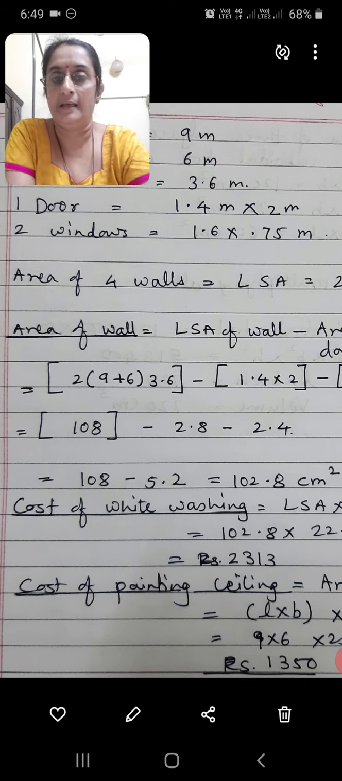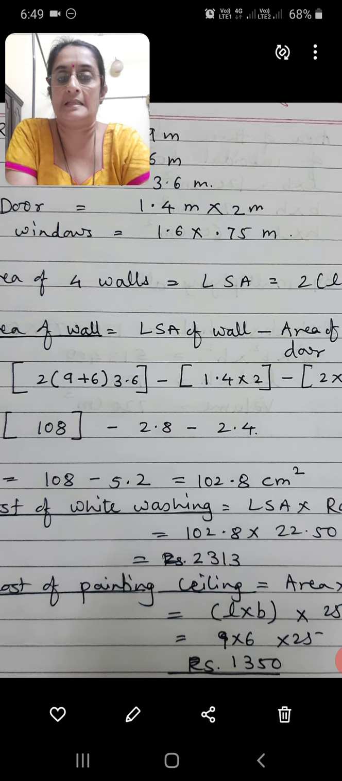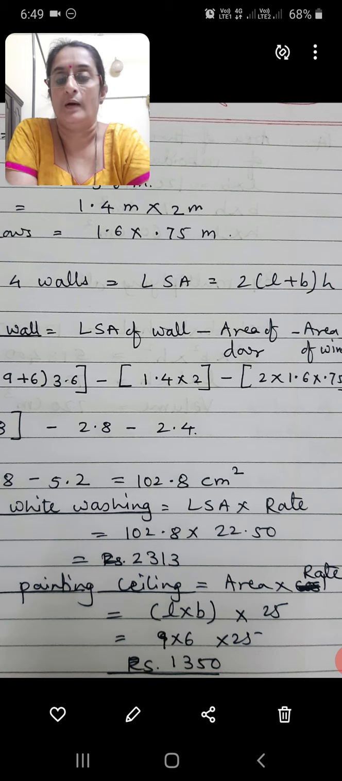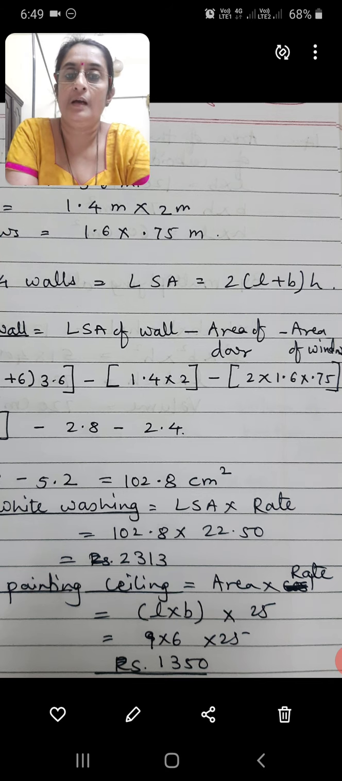So we have to subtract the area of two windows and one door from that lateral surface area of the wall. Which formula are we going to use for the area of the wall? 2 into (L plus B) into H. So that is 2 in the bracket 9 plus 6 into 3.6, that is LSA of wall. Area of the door, one door is there, that is 1.4 into 2, that we have to subtract. Then area of windows, there are two windows, so I have taken 2 in that, into the dimension of the windows, 1.6 into 0.75. Why 0.75? Because it was given in centimeters, I have converted into meters. So all the dimensions are in meters now.